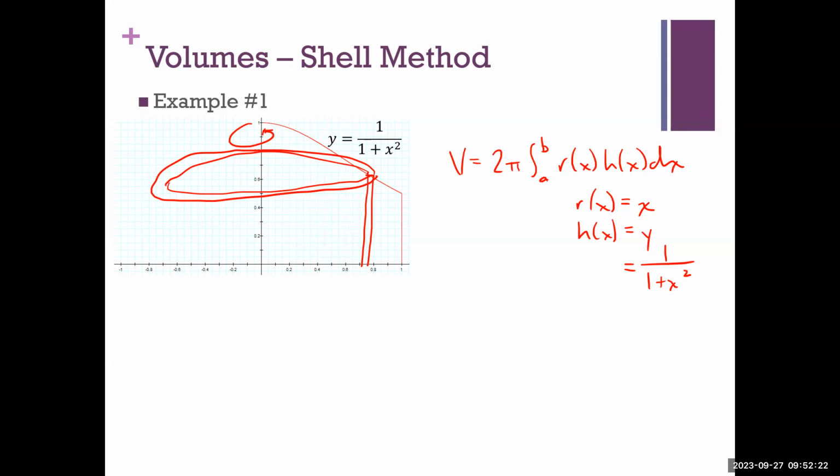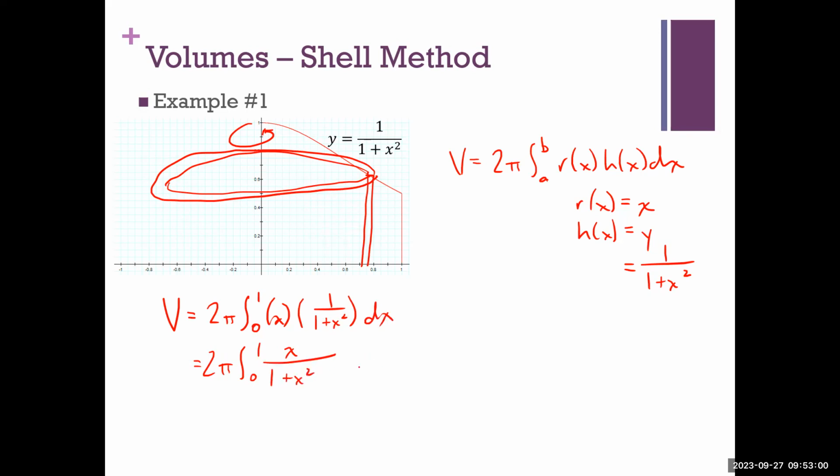Okay, now we can set up the integral. We're missing the bounds. Do we know what those are going to be? My graph is kind of small, but can you tell what the right end of my area is? 0 to 1. So I'm integrating on all the x values between 0 and 1. And what is the function I'm going to integrate? x times 1 over 1 plus x squared. So 2 pi times the integral from 0 to 1 of, I need the dx for the thickness, x over 1 plus x squared dx.